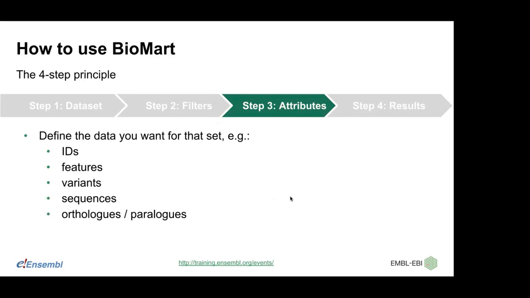Then you need to specify your attributes. This is the third step. This is what you want in your output table. And we provide a wide selection of these, including IDs, features, variants, homologs, so these are orthologs and paralogs, and sequences.